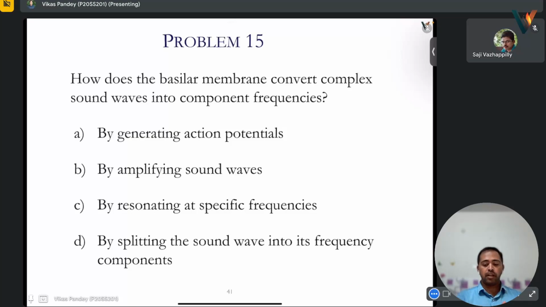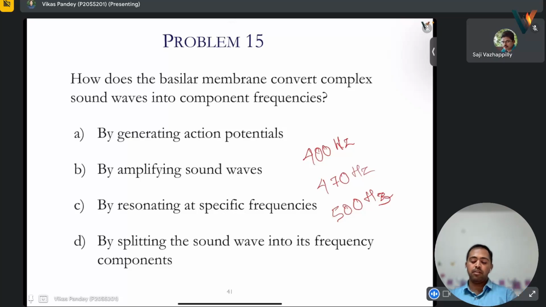So say I am speaking at 400 hertz and 470 hertz, and say my voice contains these three components, though it is not that simple. On the basilar membrane, say this part is for 400 hertz, this part for 470 hertz, and this part for 500 hertz. So the whole membrane will not oscillate, only this part, this part, and this part will oscillate. And so we will be able to understand these three frequency components, and the hair cells in this part will oscillate according to the amplitude.